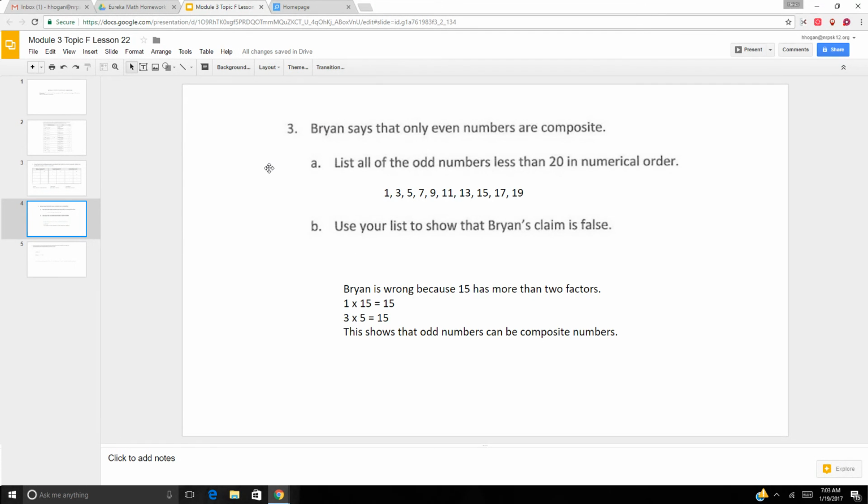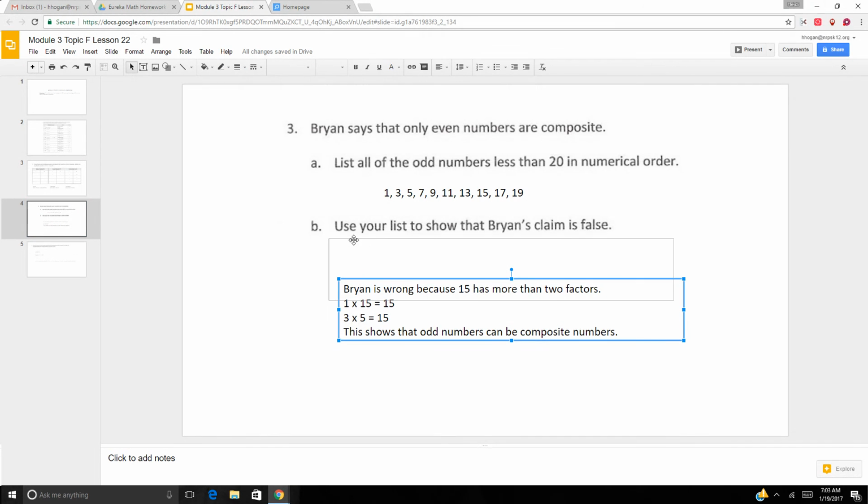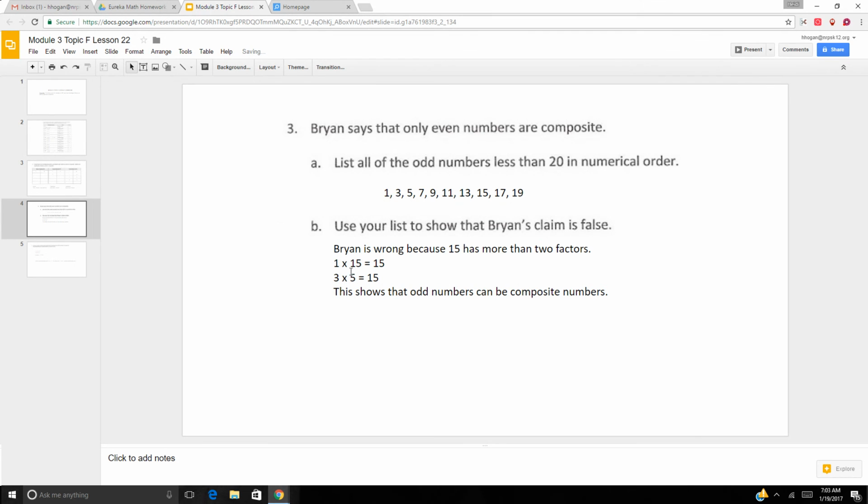So here's a question. Brian says that only even numbers are composite. Well, let's see if he's right. List all of the odd numbers less than 20. So 1, 3, 5, 7, 9, 11, 13, 15, 17, 19. And is Brian wrong? Well, we have to prove that at least one of these numbers has more than 2 factors.